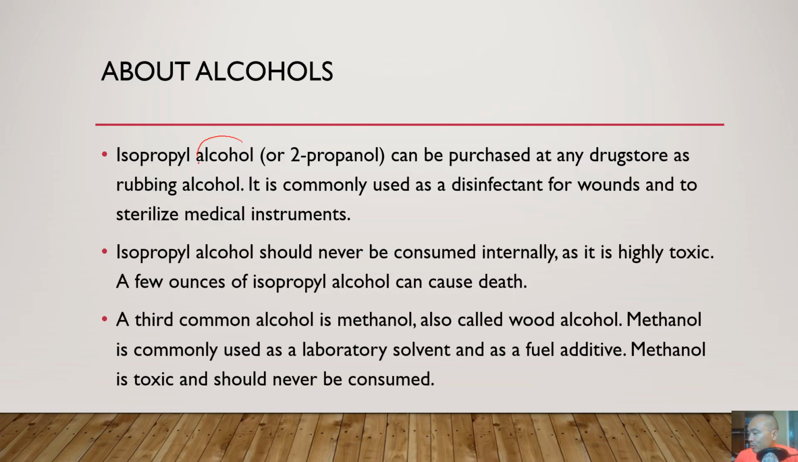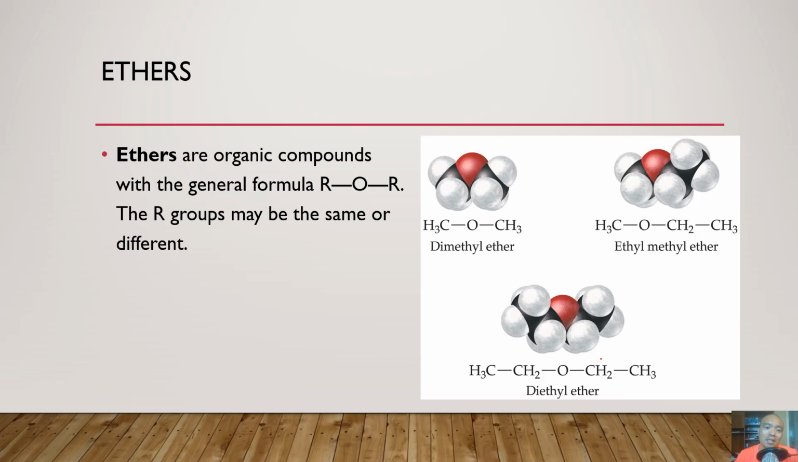Isopropyl alcohol is also an important alcohol. It can be purchased at any drugstore as rubbing alcohol. Another common alcohol is methanol. It's also called wood alcohol because it can be made from wood. Methanol is commonly used as a laboratory solvent and as a fuel additive. It is toxic and should never be consumed.